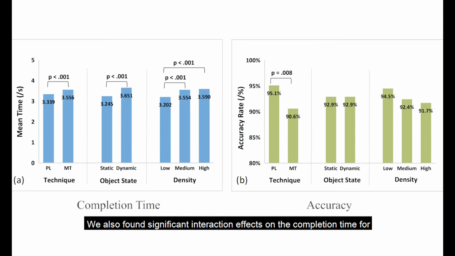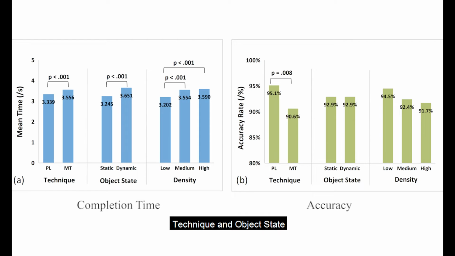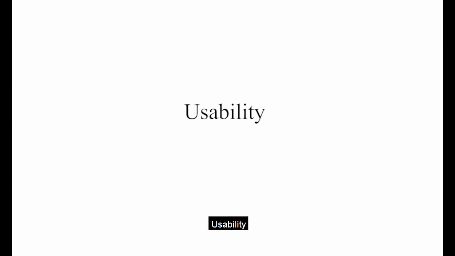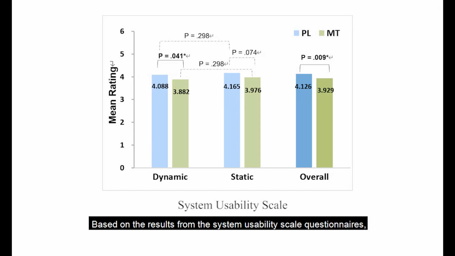We also found significant interaction effects on the completion time for technique and object state, technique and density, and technique, object state, and density. Usability. Based on the results from the system usability scale questionnaires, participants gave a significantly higher rating to the pointing line than the movement track.